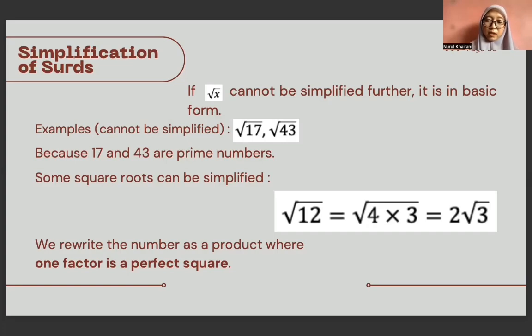To simplify a root, we write the number as a product of roots, where one factor is a perfect square. For example, the square root of 12 can be written as the square root of 4 times 3. Then the square root of 4 becomes 2, so the result is 2 square root of 3.